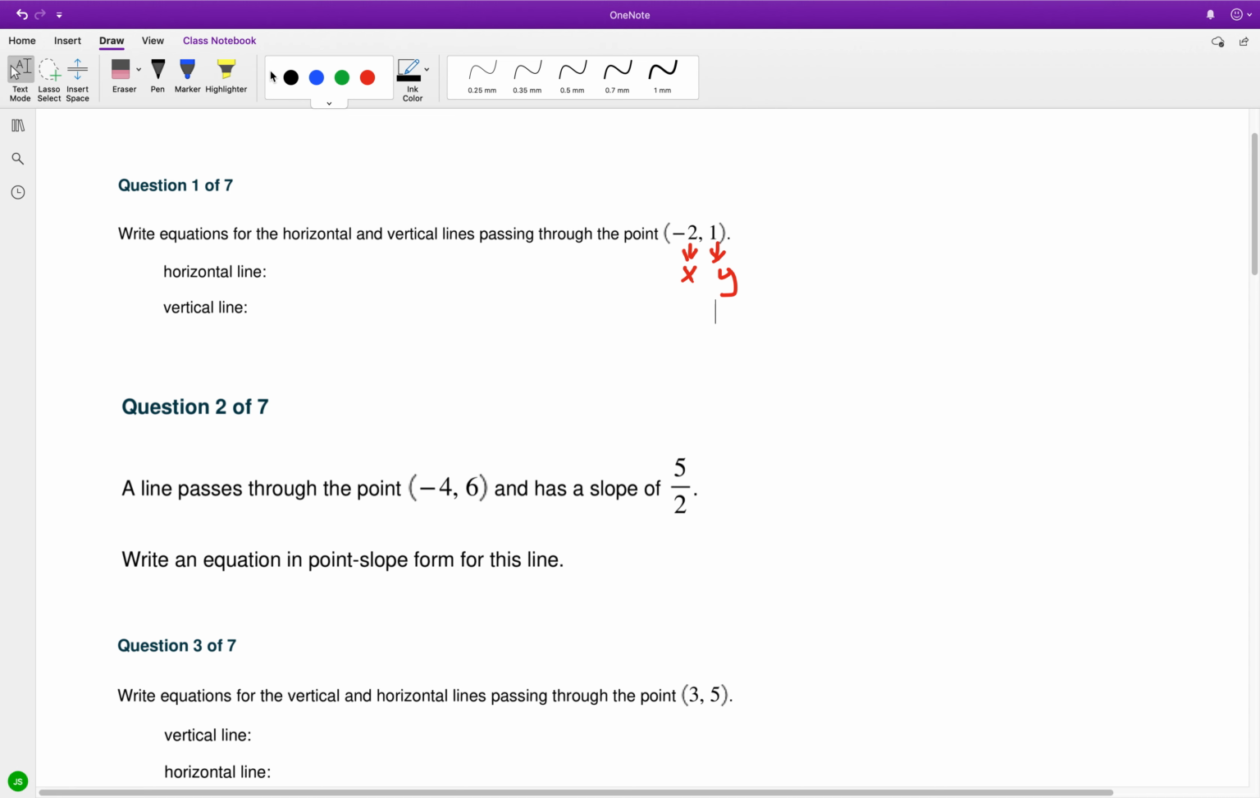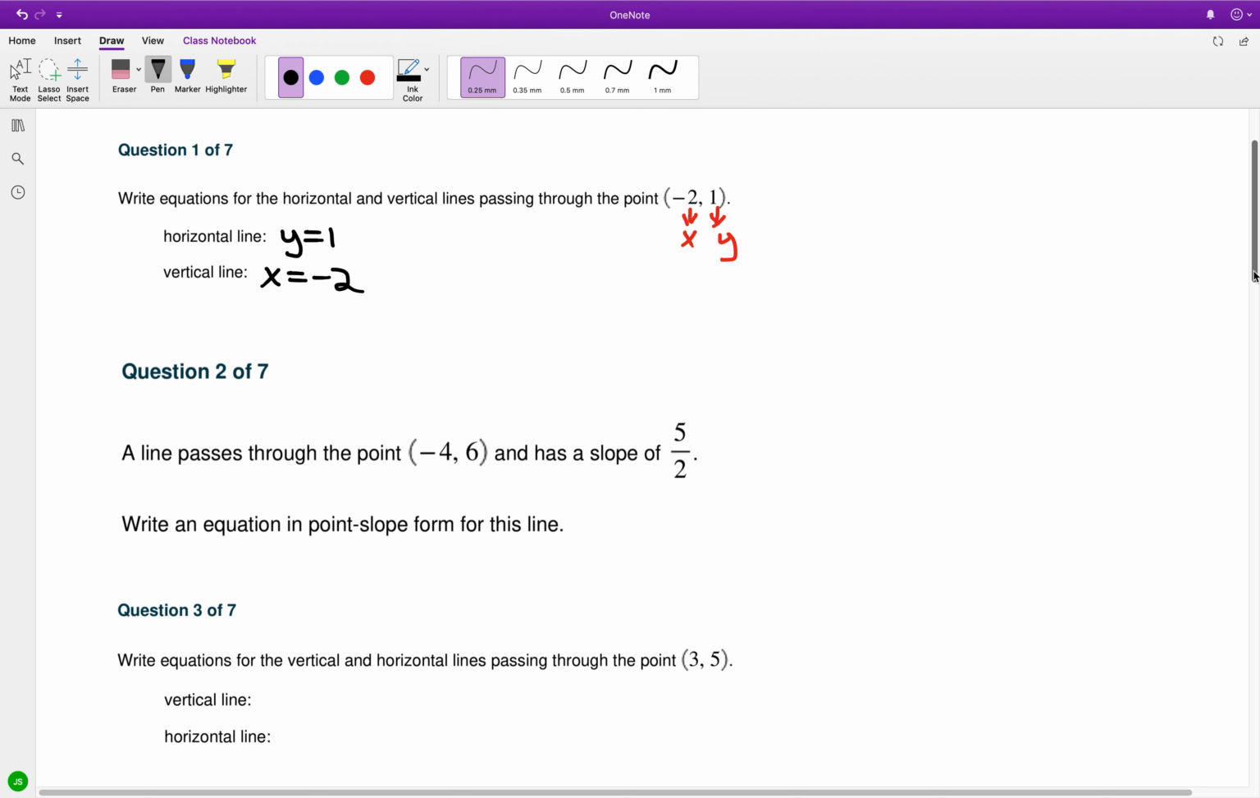So in this particular case, for horizontal lines, this will be in reference to y values, and vertical lines will be in reference to x values. So for the horizontal line, we have that y is equal to 1. And for the vertical line, this will be in reference to the x values, so we have that x is equal to -2.